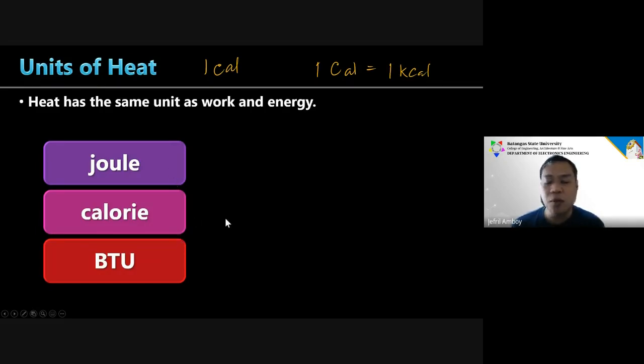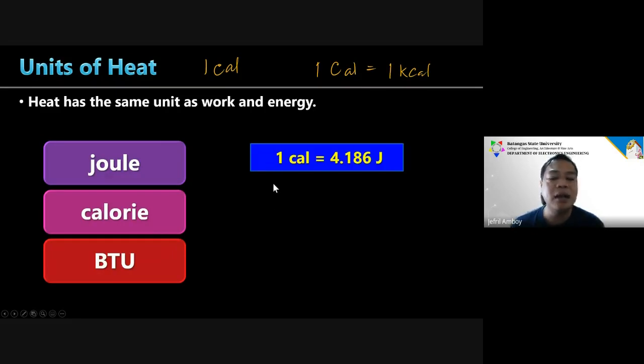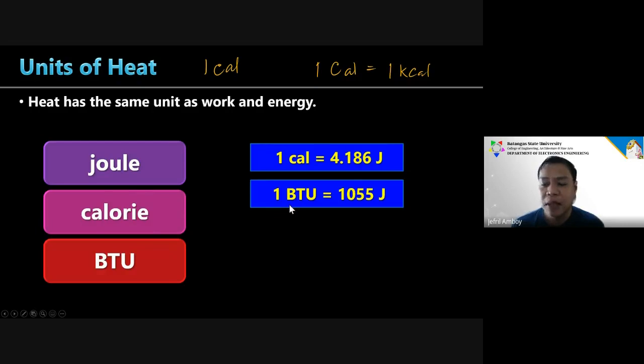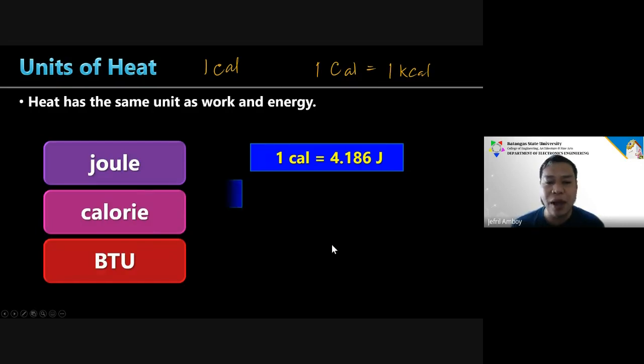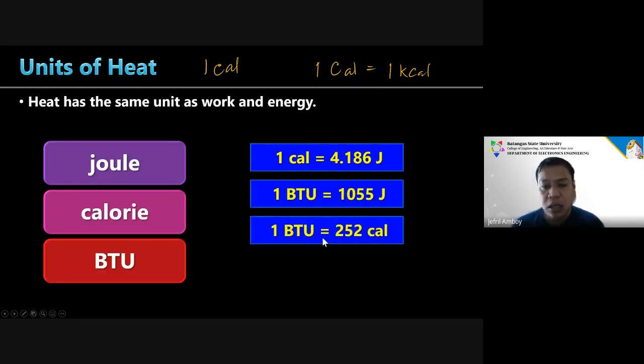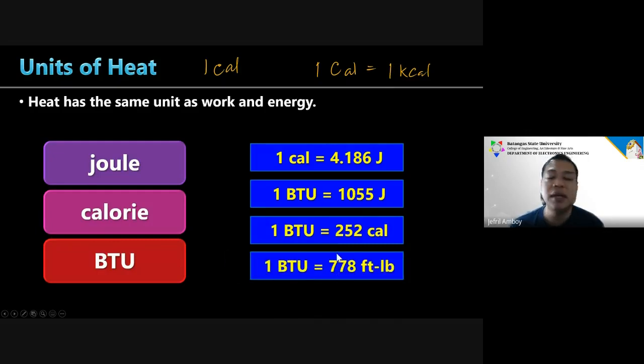How do we convert from one unit to another? So this is the conversion factor. 1 calorie is equal to 4.186 joules. I want you to memorize this. 1 BTU is 1055 joules, which is also equal to 252 calories, and is also equal to 778 foot-pounds. Okay? So these are the conversion factors which you need to memorize.